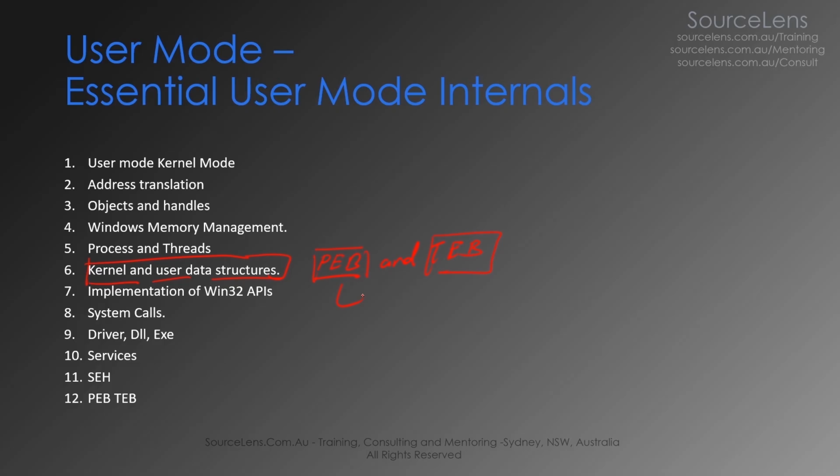PEB has the environment variables, loaded binaries, a lot of process-related, process-wide data connected to the PEB. And in the TEB we have the stack base, stack limit, then thread local storage, all those things are connected to the TEB.